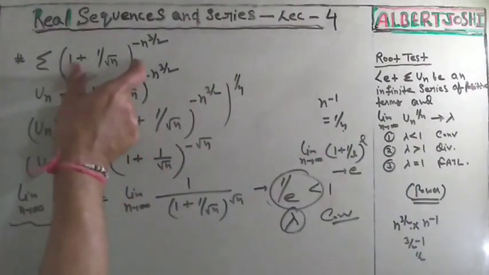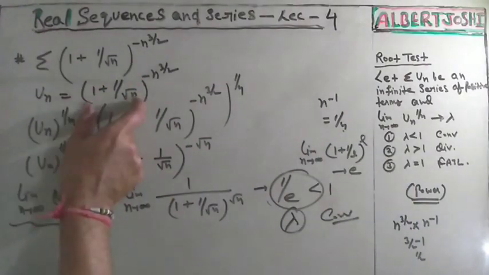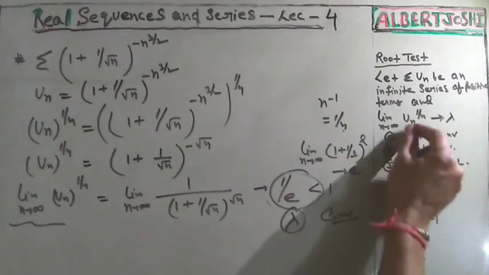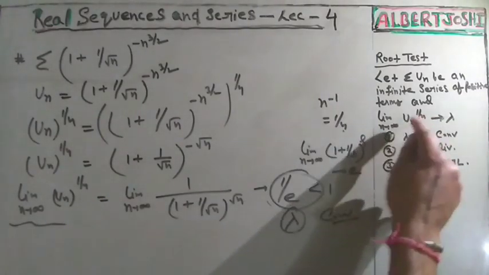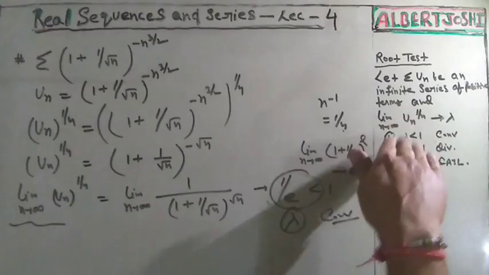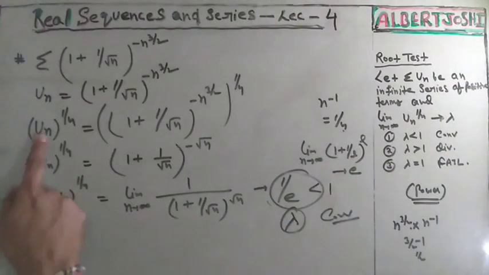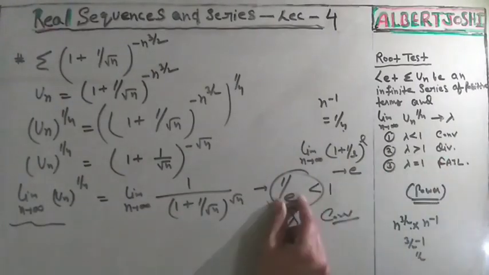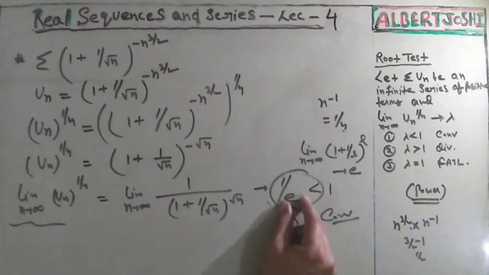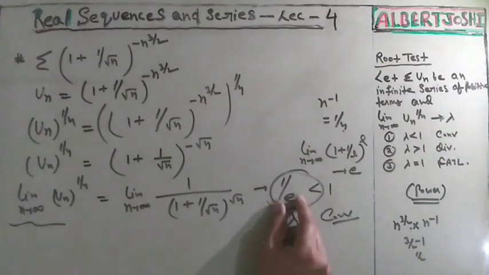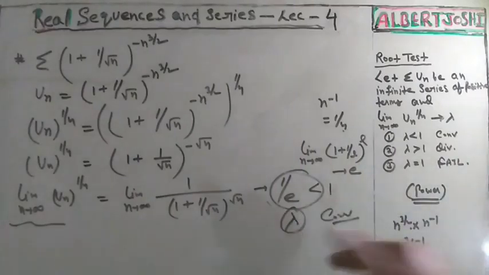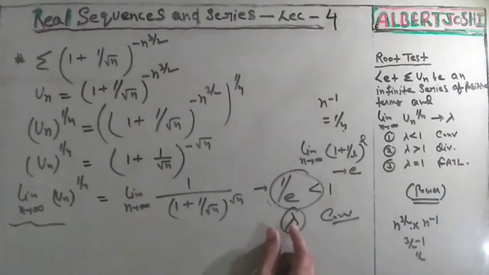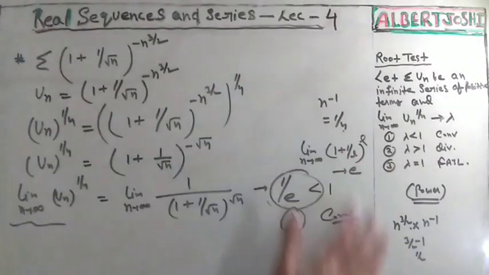So whatever they have given you, you will call it un. Then you have to take un to the power 1 upon n, and limit n tends to infinity. Then you will check what value you are getting. Un to the power 1 upon n, limit n tends to infinity, then you are getting this lambda. Whatever you are getting, if it's less than 1, then this is convergent. If it is greater than 1, then this is divergent. If it is 1, then the test fails. We will discuss after some time when it fails. So I think your concept is clear.